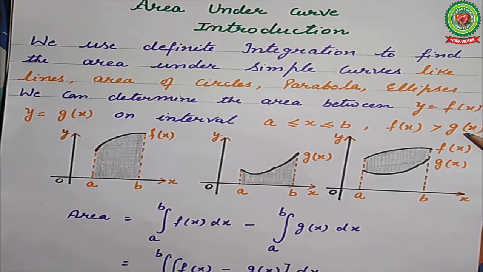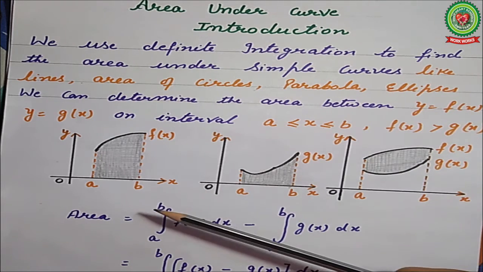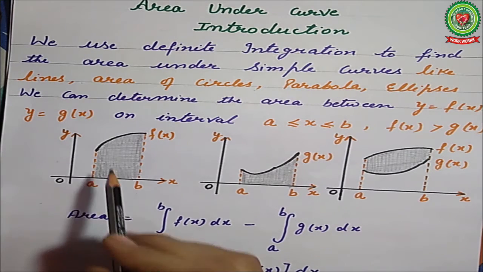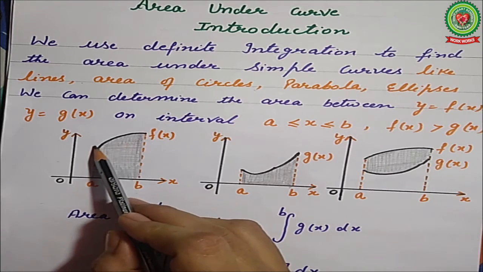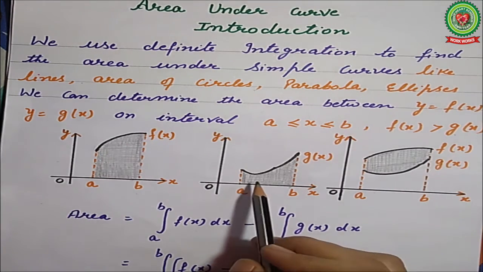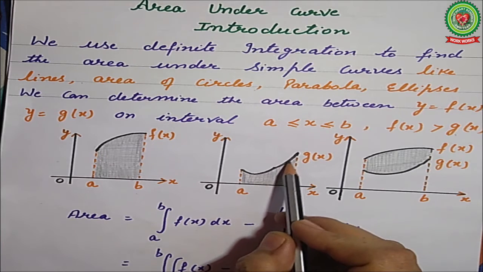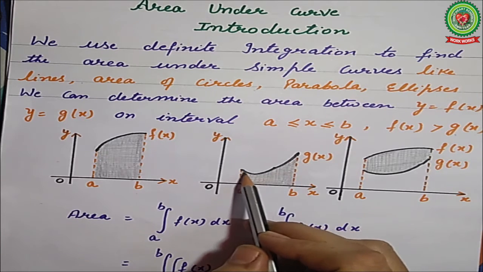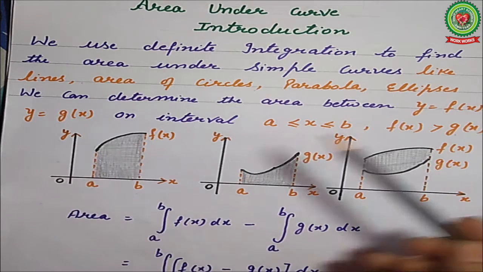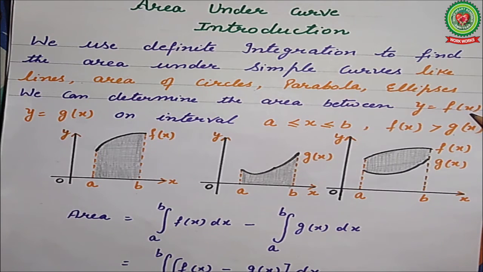Let us suppose we are having a curve. When we draw the function f, we have a curve for the period a and b. It is in this form. And when we draw another function g(x), we have one more curve. Let's suppose this curve is in this form. As we have already discussed, the function is in the x variable.